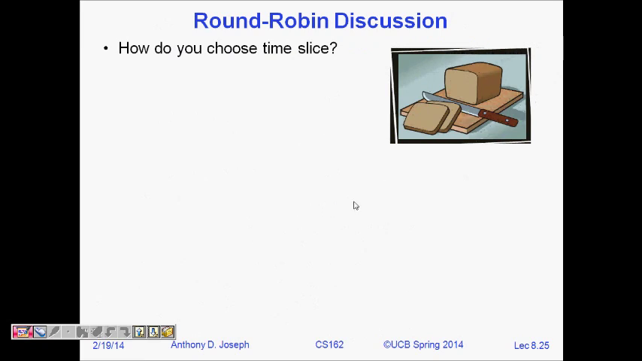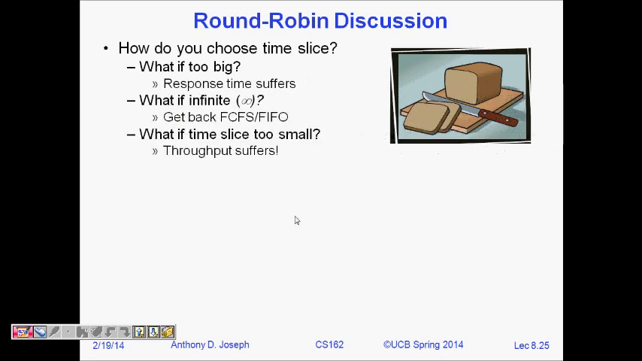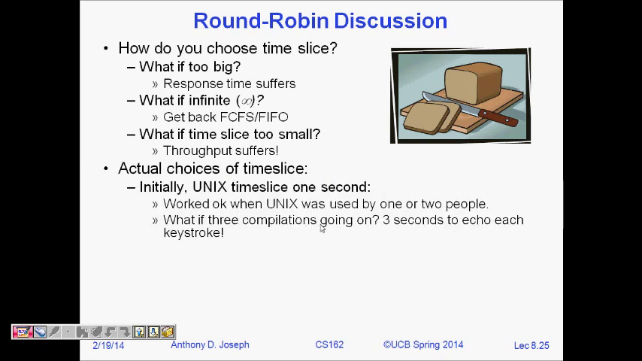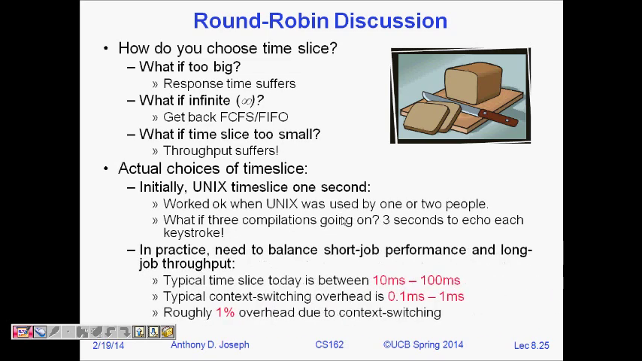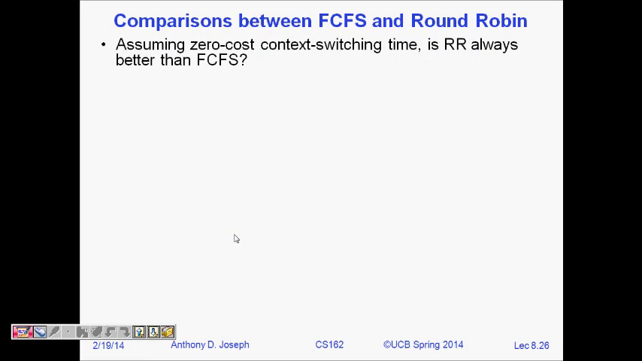How do you choose the time slice size? You should not have it very big, otherwise it will turn into first come first serve. And if it is too small, then context switch time becomes greater and there will be overhead. The actual choice of time slices in Unix, they give some example. So this is about round robin and context switching. I hope you understand this. Thanks a lot.